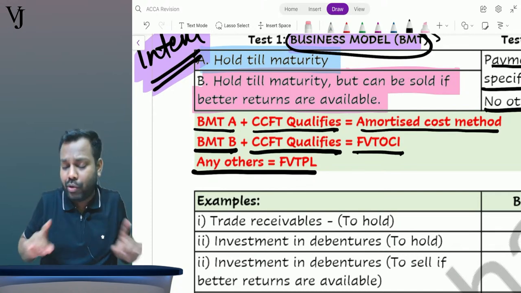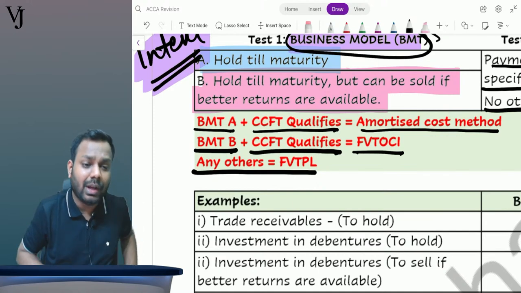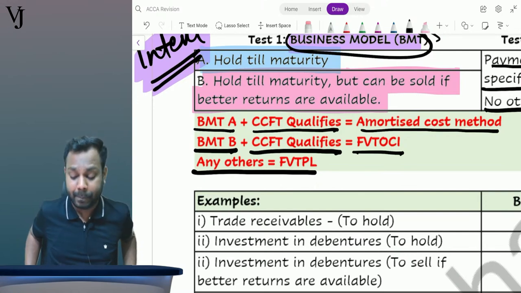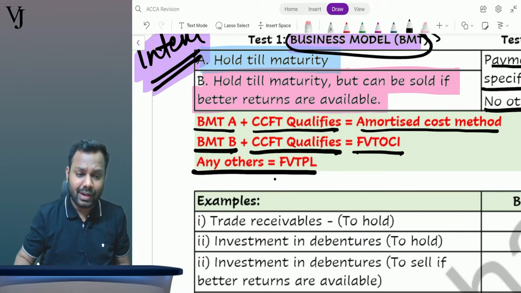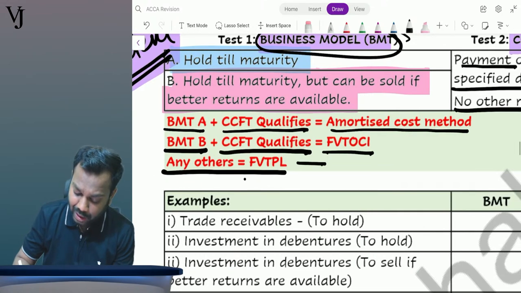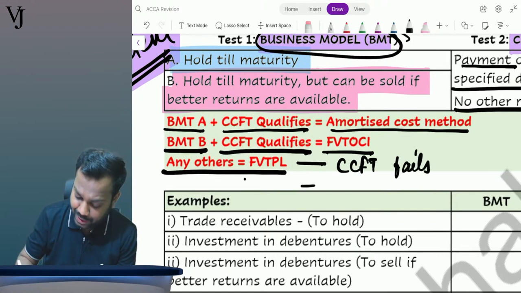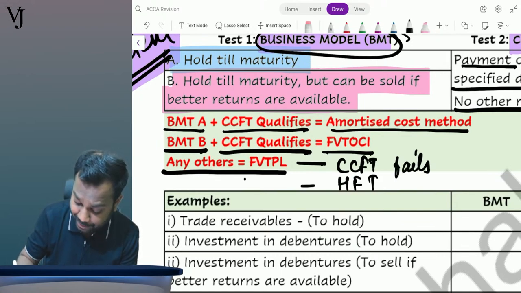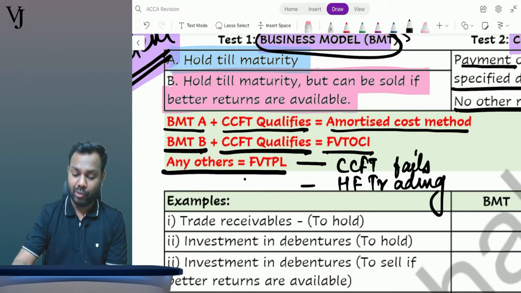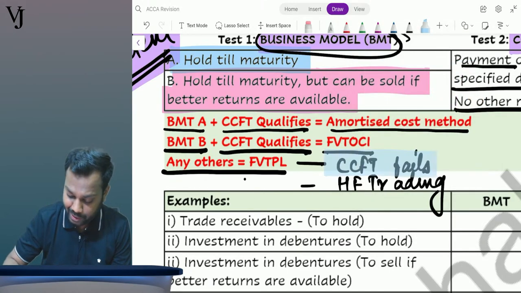So you cannot recognize the gain or loss in the P&L, but still you should disclose the gain or loss in the other comprehensive income, in the statement of other comprehensive income. Any others should be transferred to FVT P&L. Any other means if the contractual cash flow test fails, or if the intention is to hold for trading. Then in those cases, you can measure it at FVT P&L.